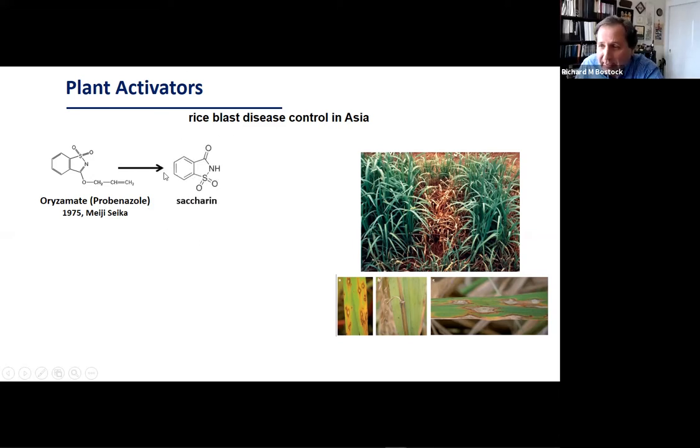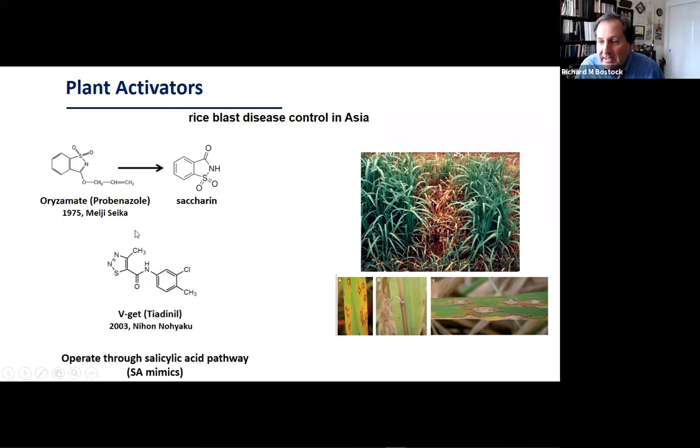The interesting thing about Oryzemate is the active part of it breaks down to form saccharin, the artificial sweetener. You remember, like Fresca? Okay. And so, go figure. Saccharin can trigger this response, the induced resistance in rice, which I have always found very interesting. But there are other products out there too.